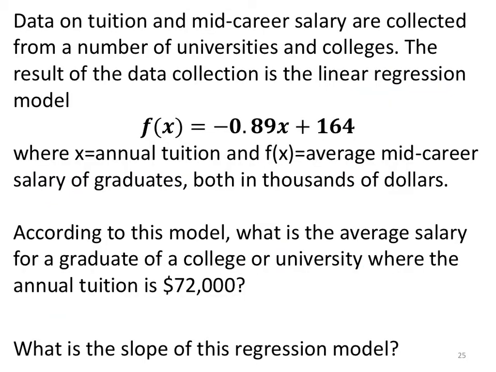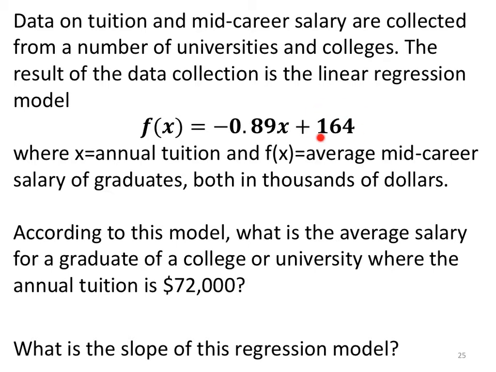This one's a little bit more wordy than it maybe should be. In fact, there's a couple of extra calculations we'll have to put into this. So, data on tuition and mid-career salary are collected from a number of universities and colleges. I don't know if this is an actual value or a linear regression model they came up with, but in any case, the result of the data collection is this function, where x is the annual tuition and f of x is the average mid-career salary of graduates, both in thousands of dollars.